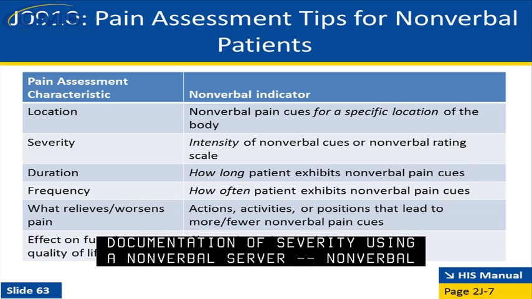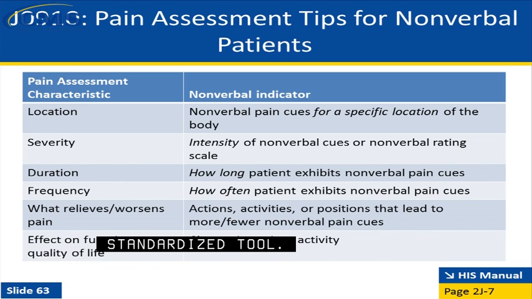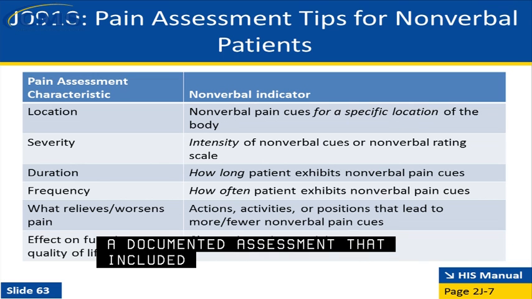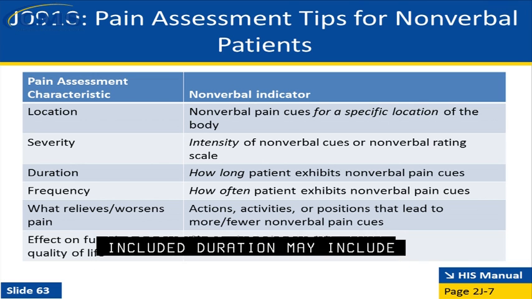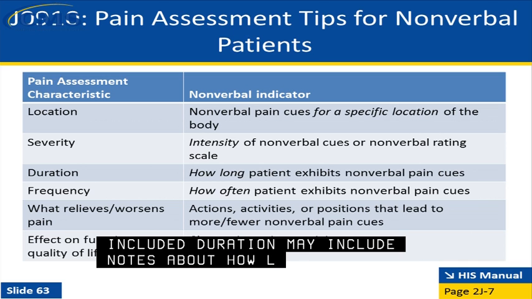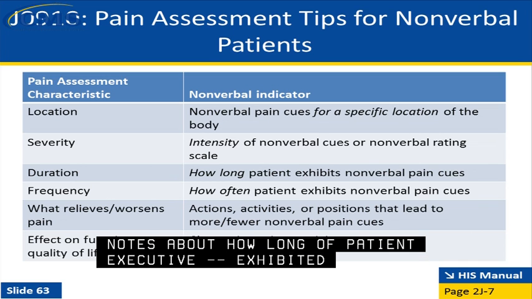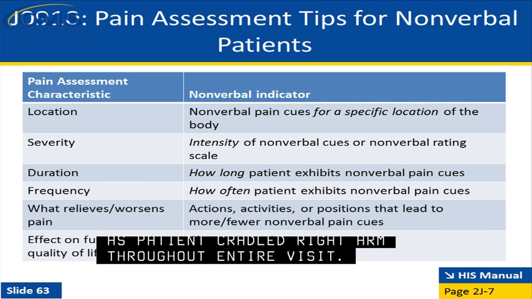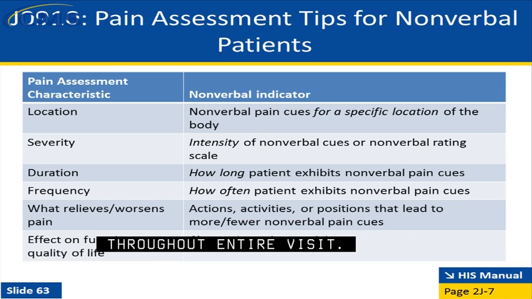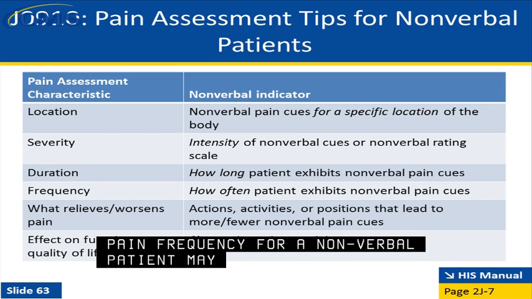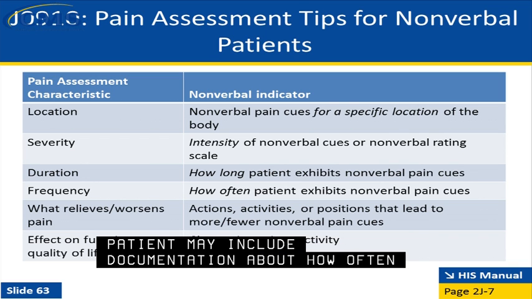A documented assessment that included duration for a nonverbal patient may include notes about how long a patient exhibited any nonverbal cues of pain, such as patient cradled right arm throughout the entire visit. Pain frequency for a nonverbal patient may include documentation about how often a patient exhibits any nonverbal cues of pain, such as most of the time, only at night, or intermittently.